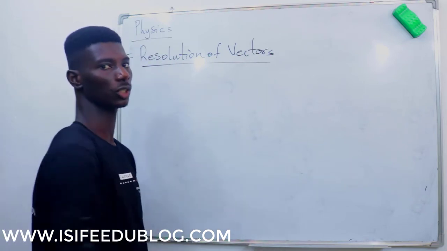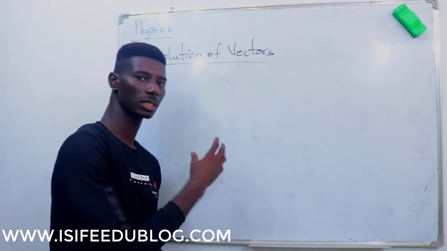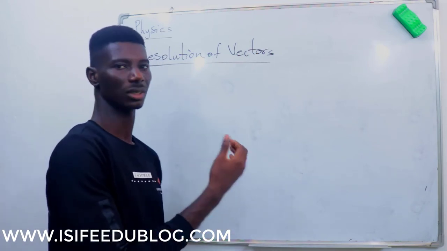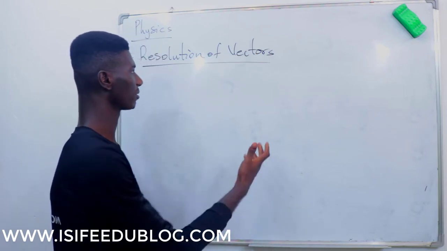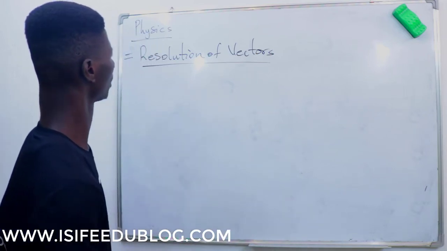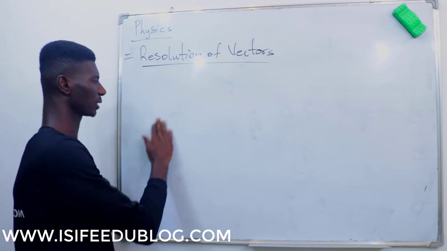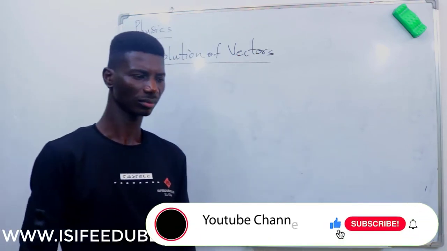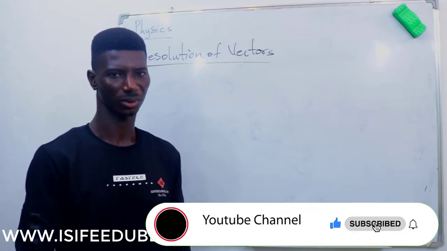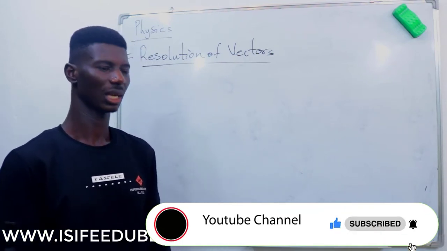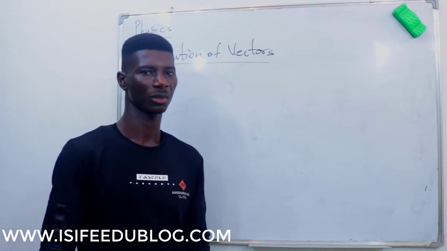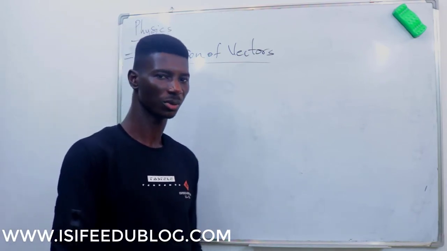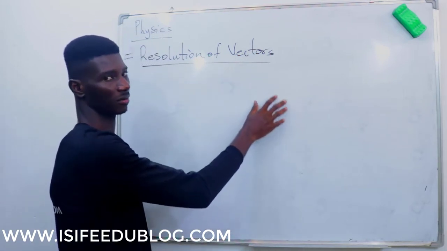Okay, let's quickly jump into this. Pay maximum attention here. I think this is the most difficult part of vectors. The resolution of vectors deals with when you are given more than one vector, or more than two vectors. How do you go about that? First, before we venture into that, there are things you need to know about resolving vectors.